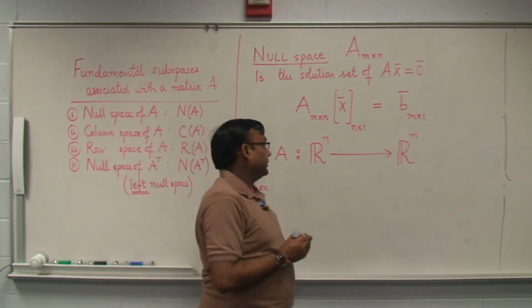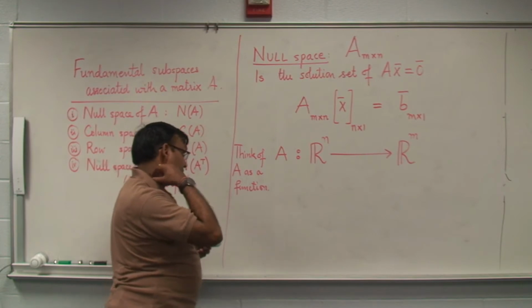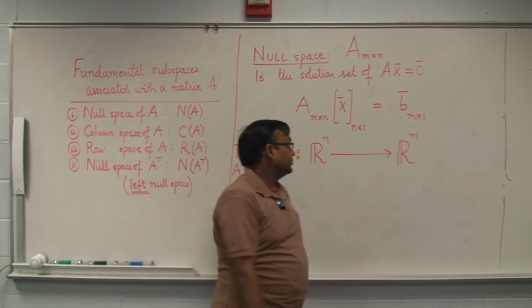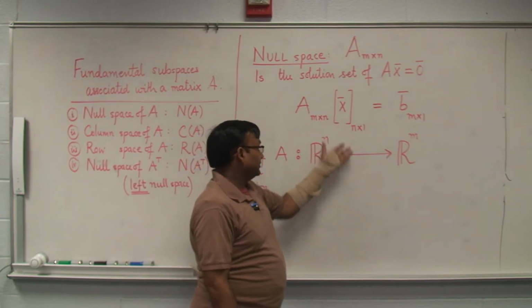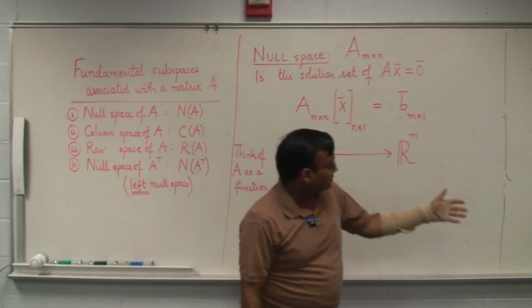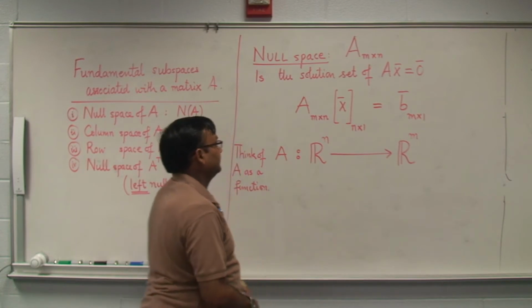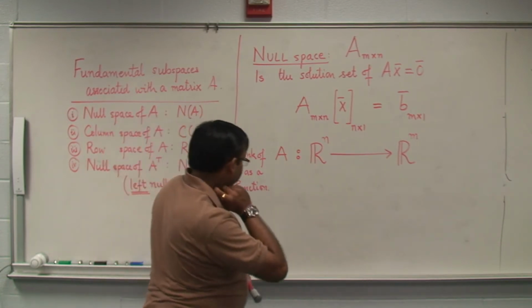From Rn to Rn. Now what does a function do? It takes an input, it produces an output. So can we say this function A takes an input, which is a vector x, and gives you output, which is a vector b? So are we okay with this?